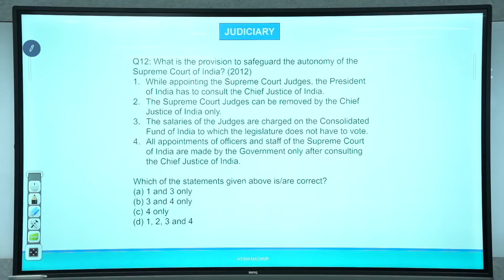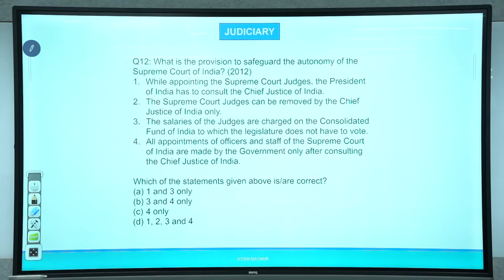The Supreme Court judges can be removed by the Chief Justice of India only. This is wrong, so your option D is eliminated. The salaries of the judges are charged on the Consolidated Fund of India, to which the legislature does not have to vote. Does this seem right? It could be. Charged to the CFI means there is no vote on the CFI, it is passed directly.